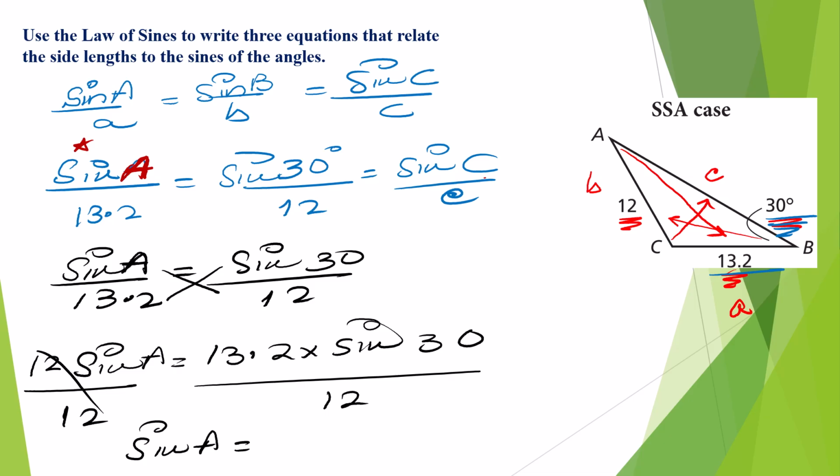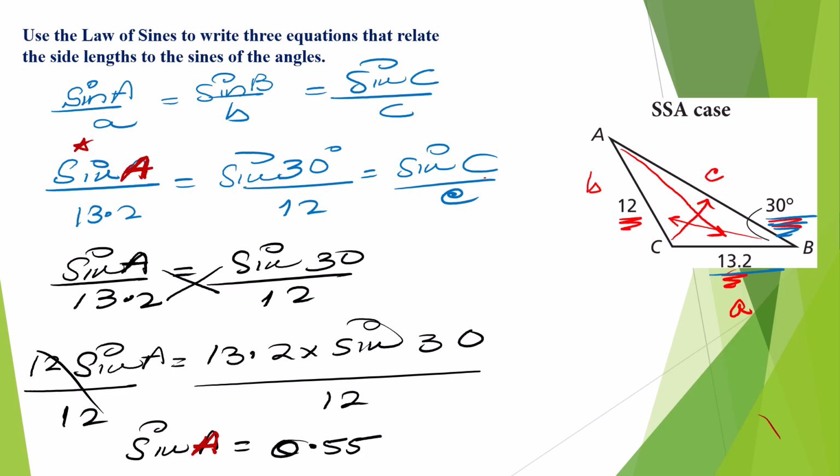So on getting this answer, let's write together 13.2 and here 12, and on the top is times sine 30, and there is a key for sine, so just write it. It's 11 over 20 or 0.55. But my answer is not done. The reason is I have determined sine A, whereas I have to find only A.